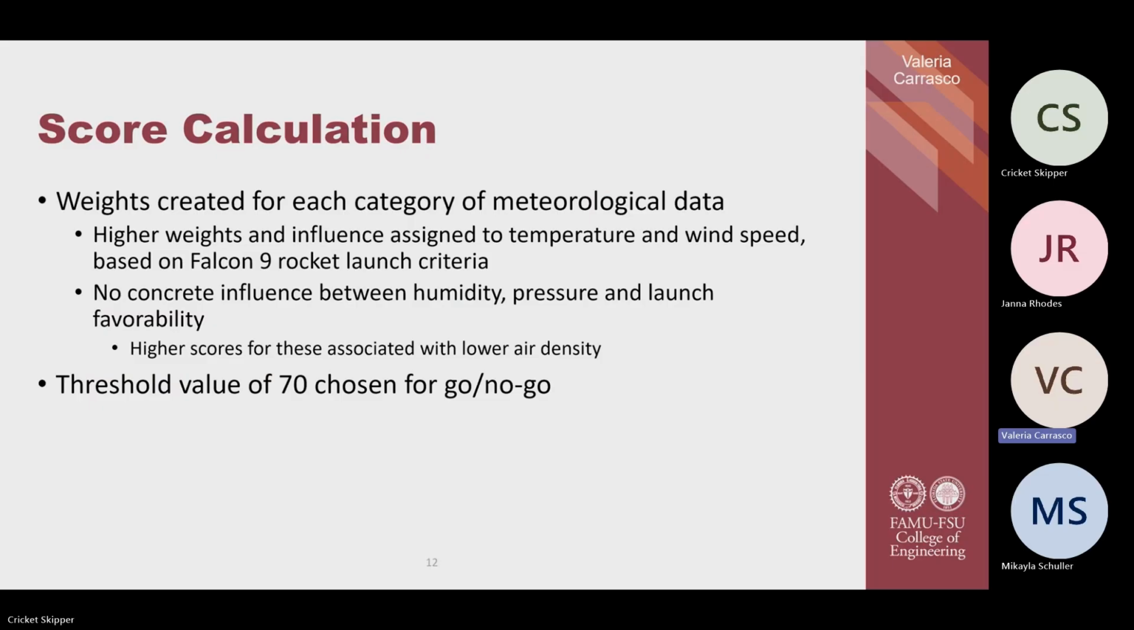Humidity and pressure have a more vague relationship with launch favorability, so lower weights were given to those. And the gradient of score detractions given due to humidity and pressure changes are associated with lowering the air density, which would decrease air resistance during a launch. Finally, a threshold value of 70 was chosen as the total score needed in order to determine whether a launch was good or not.